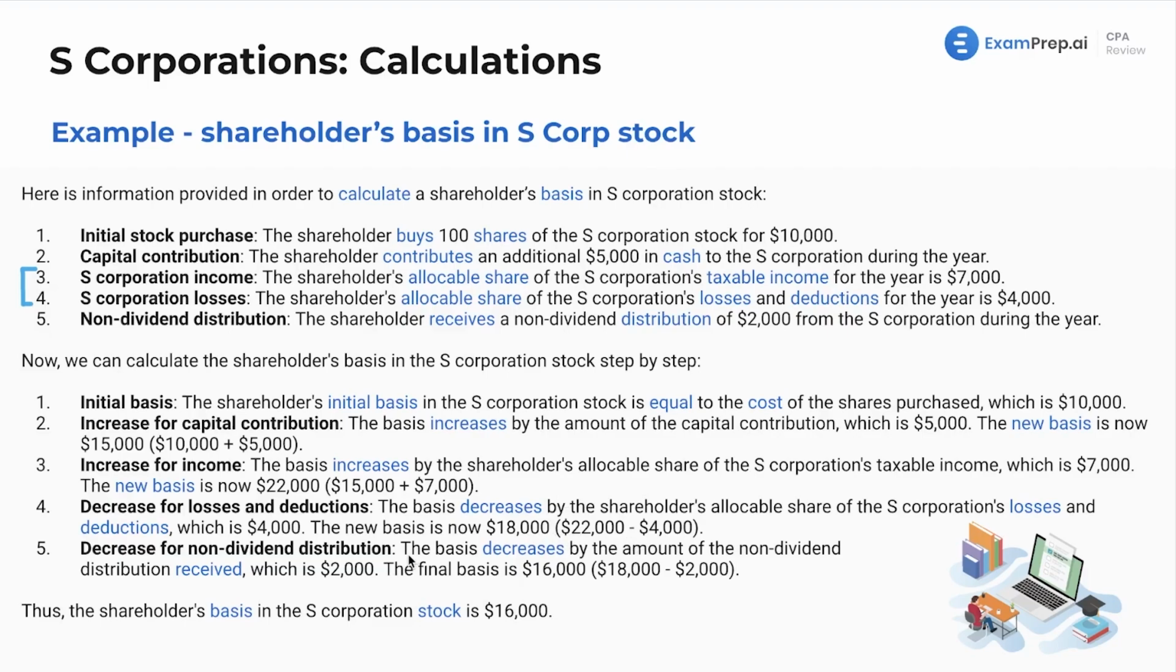And then lastly, we've got a distribution, which is kind of the antithesis to a contribution. They are taking out $2,000. So the final basis will be 16, taking that 18,000, subtracting 2,000. Thus, the shareholder's basis in the S-Corp stock is $16,000.